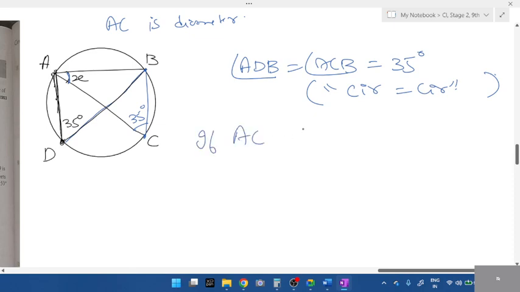They've already mentioned AC is diameter. Write a statement: if AC is diameter, then angle ABC. What's the angle formed at B, students? Angle formed at B is 90 degrees. If AC is diameter, tell me, Ruth.